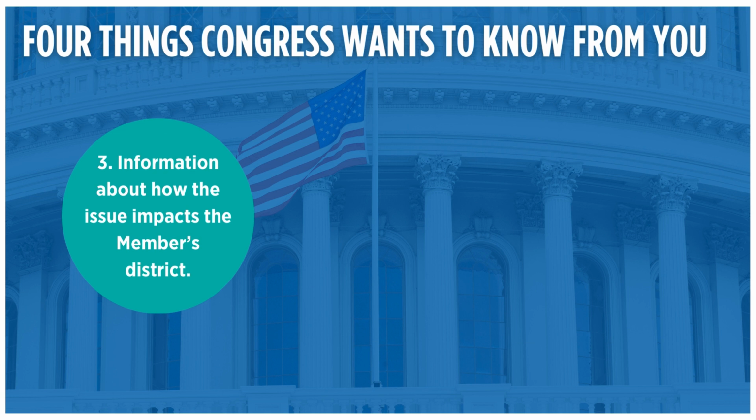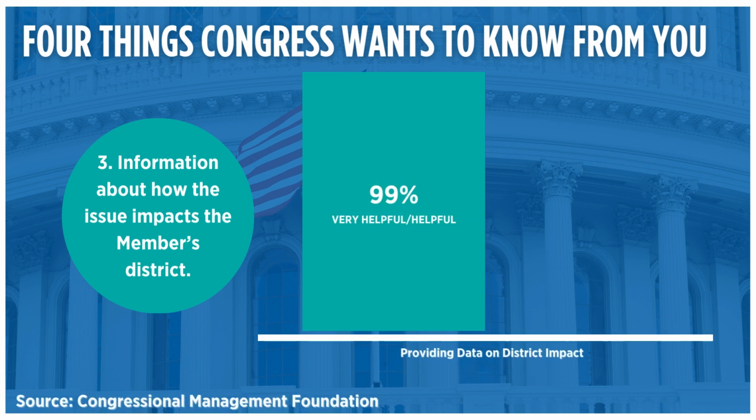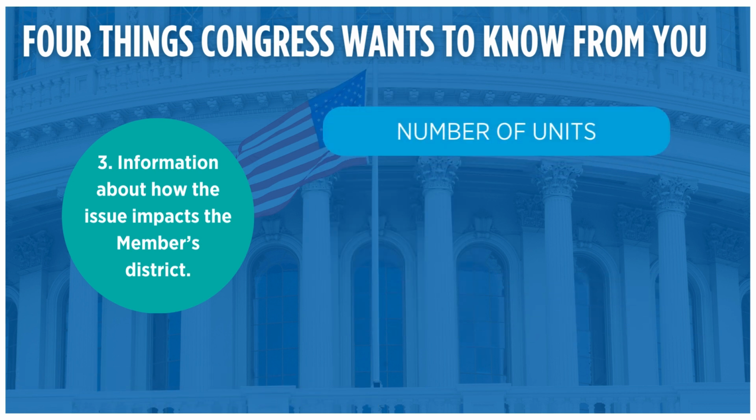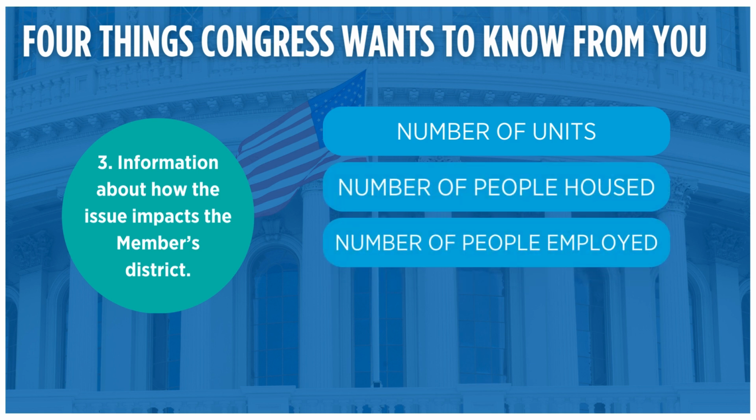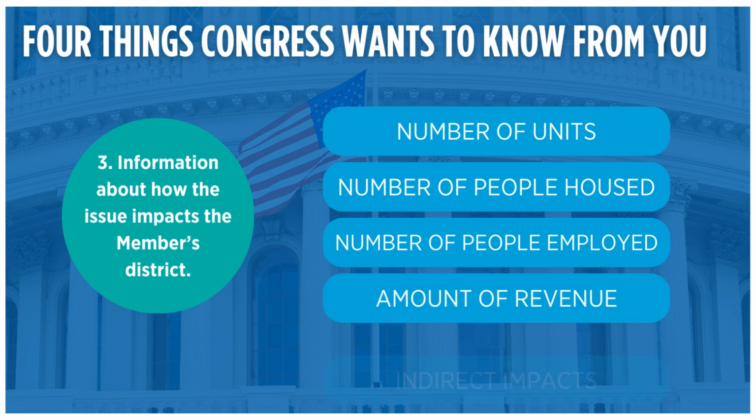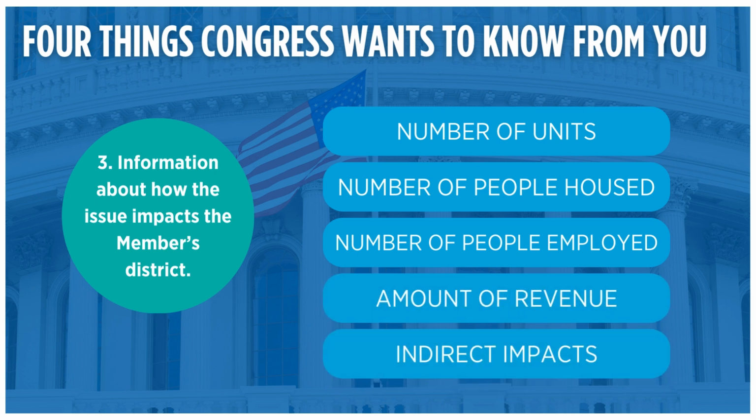Then include number 3, information about how the issue impacts the member's district. Doing this will really help you stand out. While 99% of staff surveyed said that it's helpful to provide data about district impacts, only 16% say that happens frequently. On this one, don't let the perfect be the enemy of the good enough. Of course, you want your data to be factual and credible, but it doesn't have to look like research conducted by MIT. Examples of district impact include things like the number of units, number of people or families or students or veterans housed, number of people employed, amount of revenue, and indirect impacts such as resulting tax revenues or area business growth.